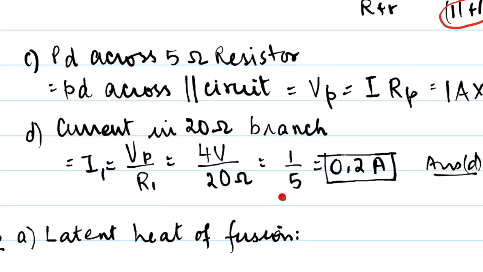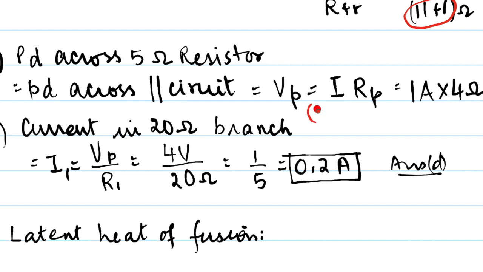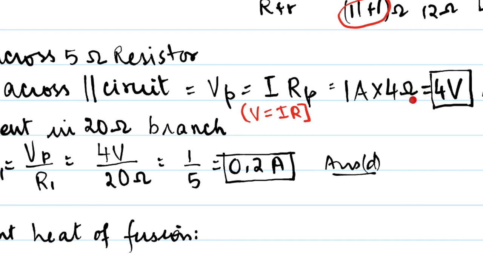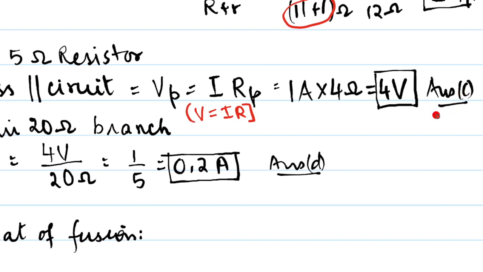The C part says PD across 5 ohm resistor. That will be PD across the parallel circuit, and I'll call that as VP. And remember, V is equal to IR according to Ohm's law, right? So VP, that is PD across parallel circuit, will be I into RP, that is resistance of the parallel circuit. So we have 1 ampere, which is the current in the circuit, and RP was 4 ohms. Remember that in the first answer, and that will give us 4 volt, and that is our answer C, and that is your 1 more mark.